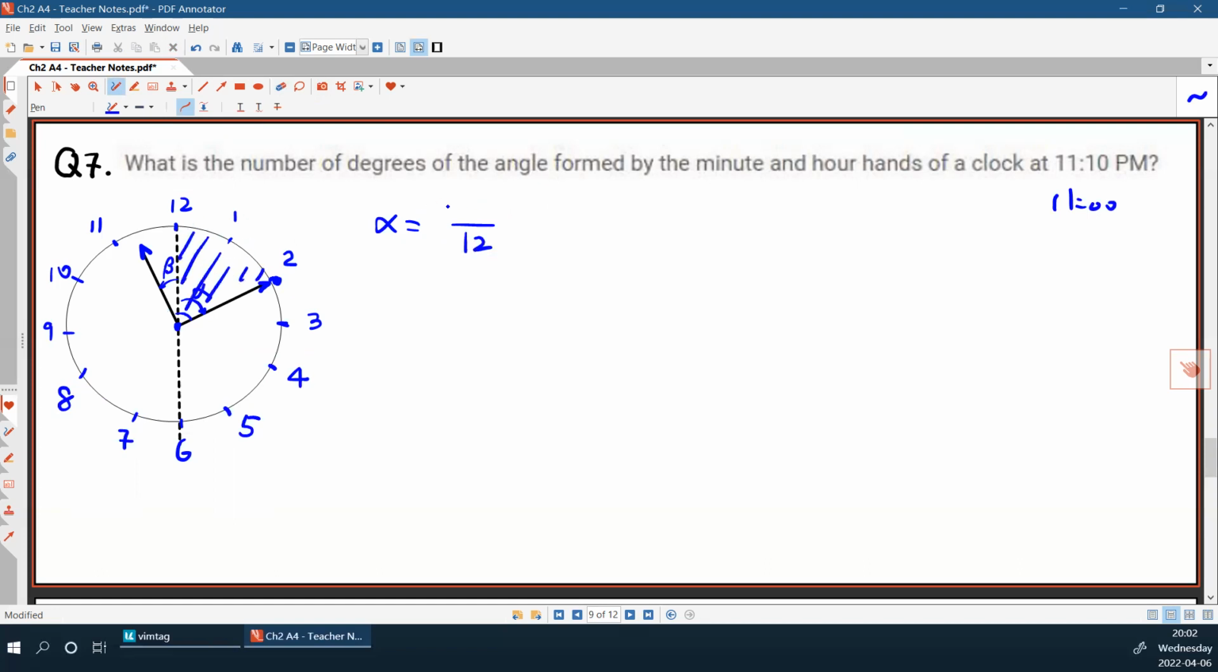Understand? So 2 out of 12 times a revolution, which is 360 degrees, right? So alpha is easy to calculate, which is just 60 degrees. And as long as we can find beta, we can then find the number of degrees of the angle formed by the minute and hour hands. So how do we find angle beta here?